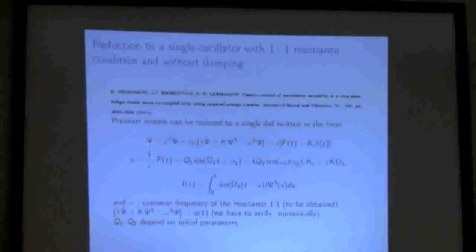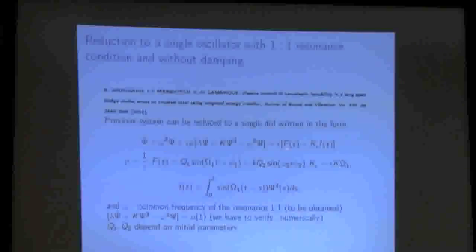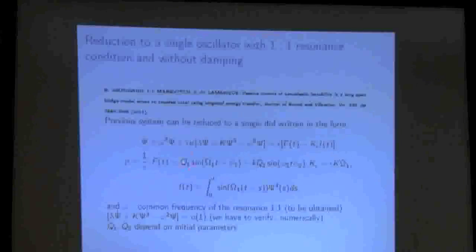In fact, you have psi double dot, so here you have a nonlinear part, equal to epsilon, it's a perturbation, you have f of t plus k epsilon I. F of t has the following form, q1 and q2 are complicated coefficients, and I of t is this integral, okay, it depends on psi, so it's not exactly 1 degree of freedom, but it's an integral differential equation depending only on psi. Okay?